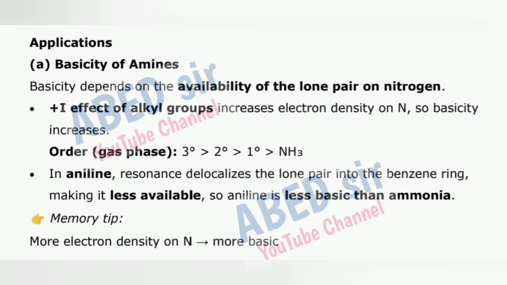Applications. A. Basicity of amines. Basicity depends on the availability of the lone pair on nitrogen. +I effect of alkyl groups increases electron density on N, so basicity increases. Order: gas phase, 3 degrees > 2 degrees > 1 degree > NH3. In aniline, resonance delocalizes the lone pair into the benzene ring, making it less available, so aniline is less basic than ammonia. Memory tip: more electron density on N, more basic.